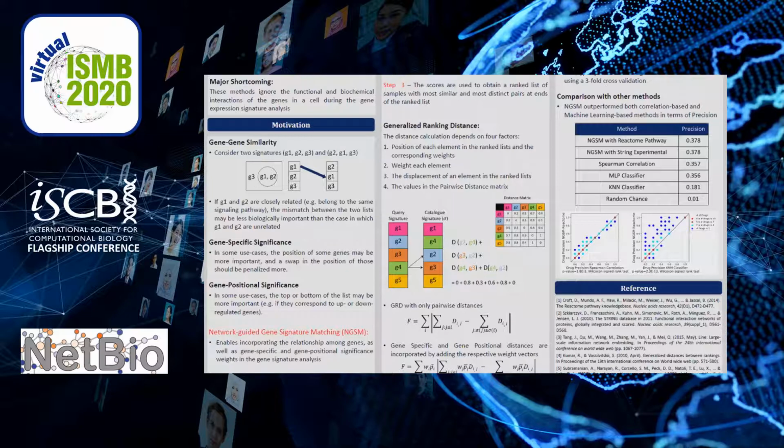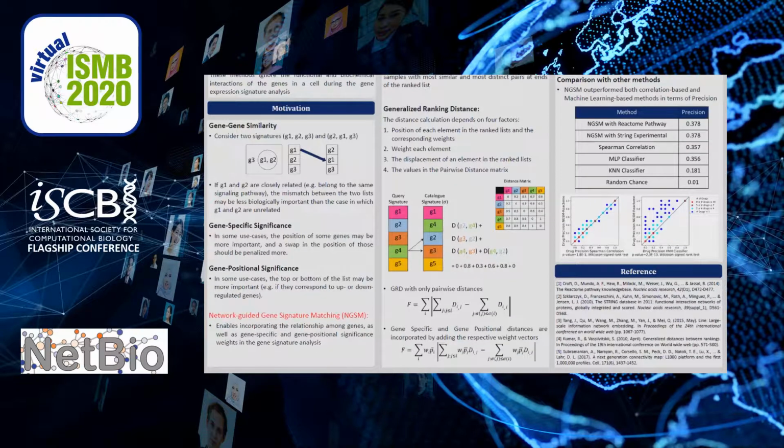The third factor is positional importance. One might be interested in the top or bottom of the list, for example, corresponding to the upregulated and downregulated genes, and changes in the genes in these positions need to be emphasized. Our NGSM method enables incorporating all three factors.